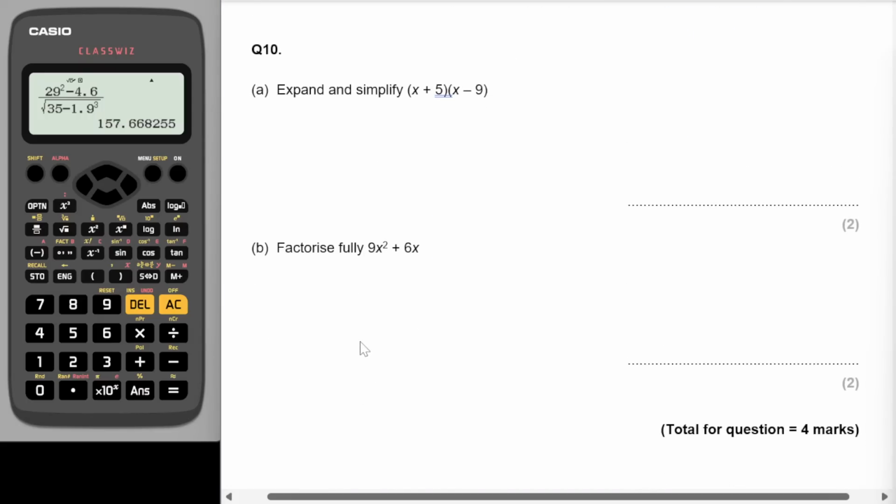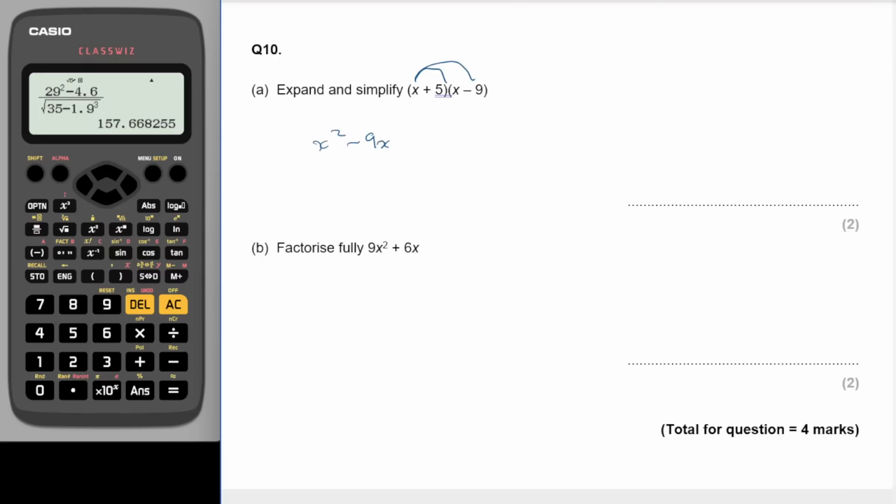Question 10, expand. Whatever method you use for expanding is absolutely fine. I tend to use the construction line or the grid depending on who I'm showing. So I'd say x times x gives me x squared. X times minus 9 would give me minus 9x. 5 times x would give me 5x. And then 5 times minus 9 would give me minus 45. And then collect my middle terms. So we're going to have x squared minus 9 plus 5 would give us minus 4, minus 45.